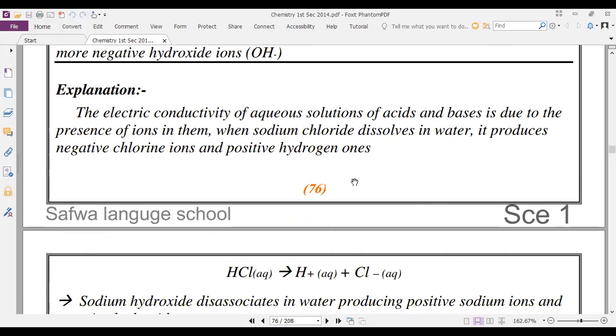As the electric conductivity of aqueous solutions of acids and bases is due to the presence of ions in them, when hydrogen chloride dissolves in water, it produces a negative chlorine ion and a positive hydrogen ion.